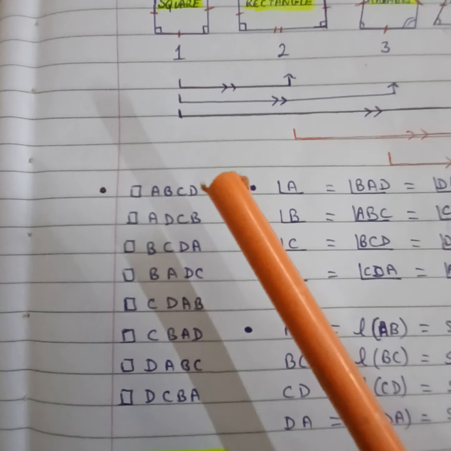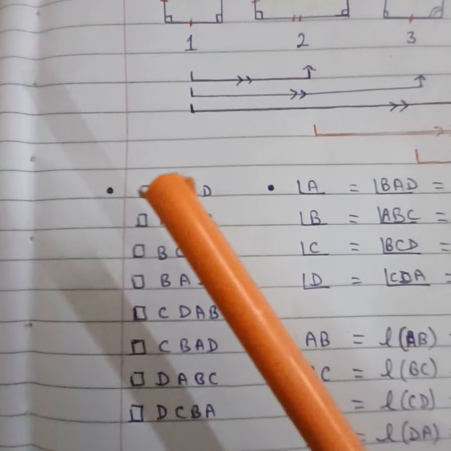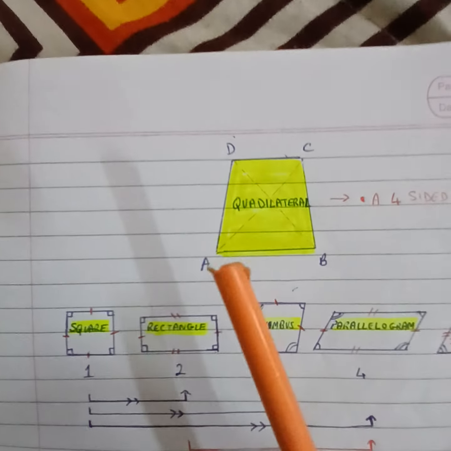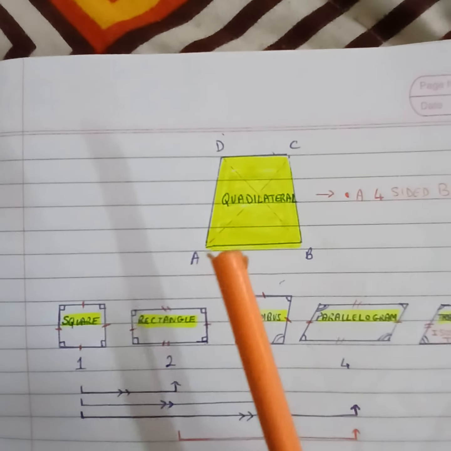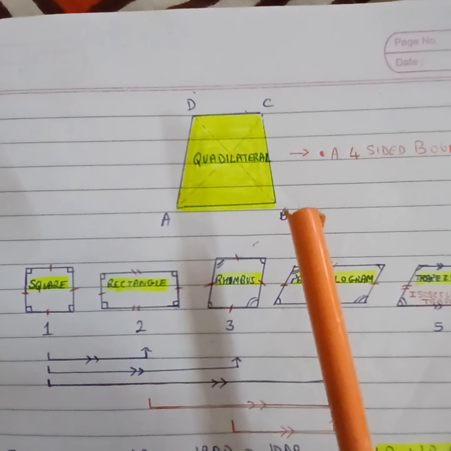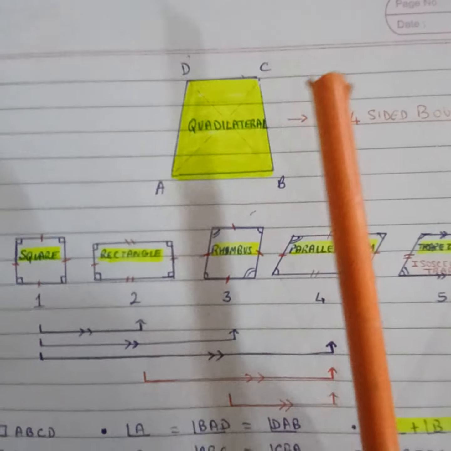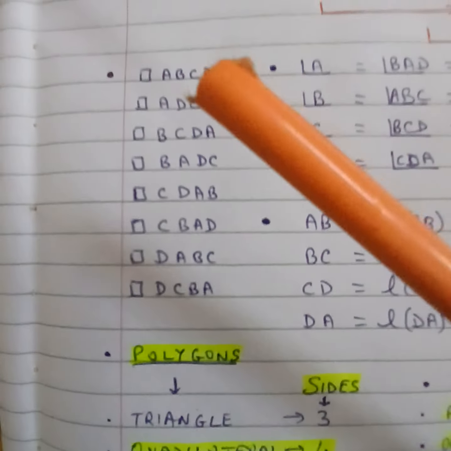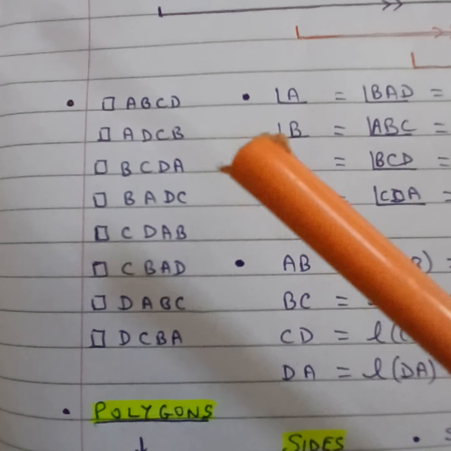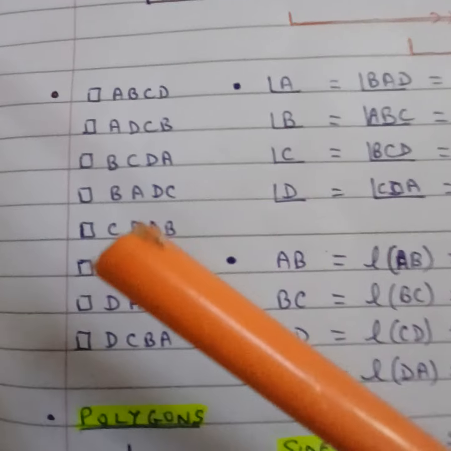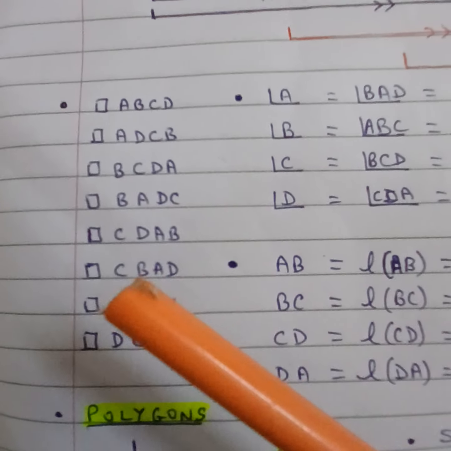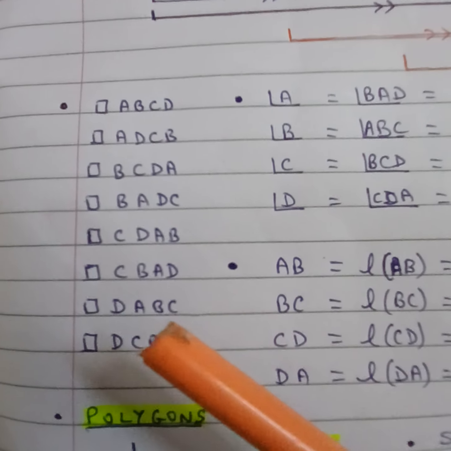There are different ways to name the quadrilateral: clockwise and anti-clockwise. Quadrilateral ABCD, quadrilateral ADCB, then we can name BCDA, BADC. The 8 ways here we can name a quadrilateral: quadrilateral ABCD, quadrilateral ADCB, quadrilateral BCDA, quadrilateral BADC, quadrilateral CDAB, quadrilateral CBAD, quadrilateral DABC, quadrilateral DCBA.